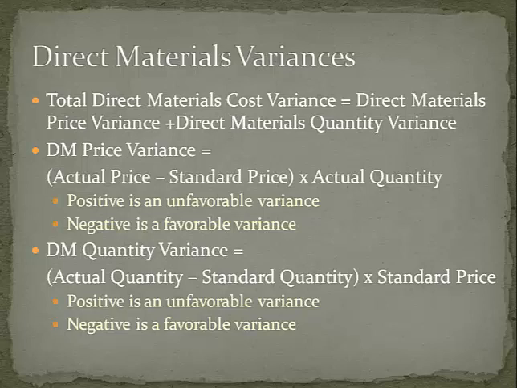So the difference between the price times actual quantity: if you get a positive number, that's unfavorable. If you get a negative number, then that's favorable. But let's talk about why that is. Don't just memorize that. I mean, you can, but it makes sense.